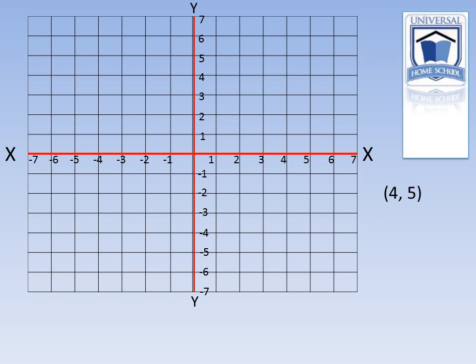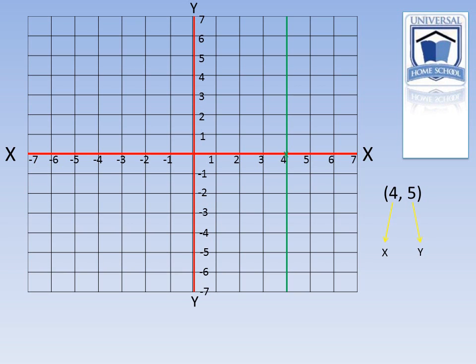Okay, 4 and 5. First of all, what is 4 and what is 5? Well, 4 and 5 is the same as x and y, 4 being x and 5 being y. How do we relate this to the graph? Well, the 4 lies on the x line. Okay, this is our x-axis, so the 4 would be right here. So we know we're going to meet our other point somewhere on this green line.